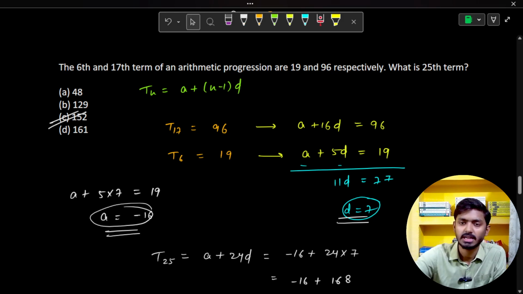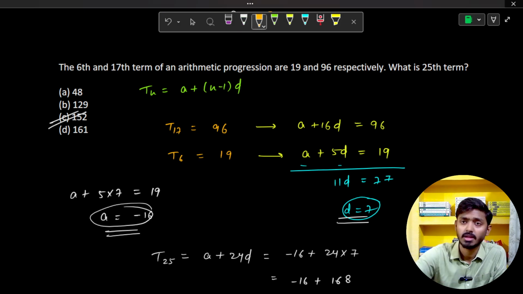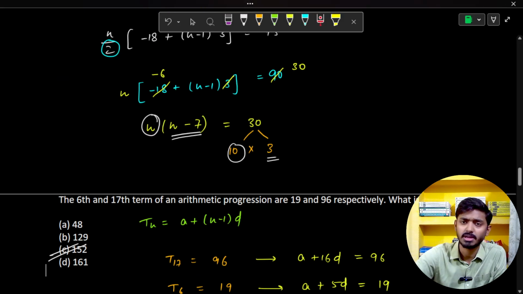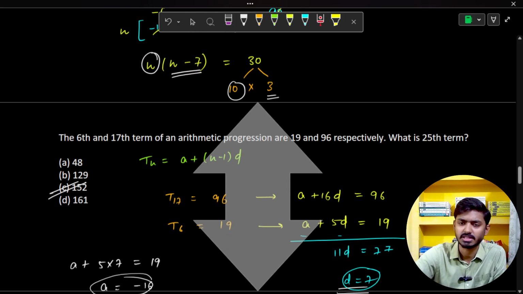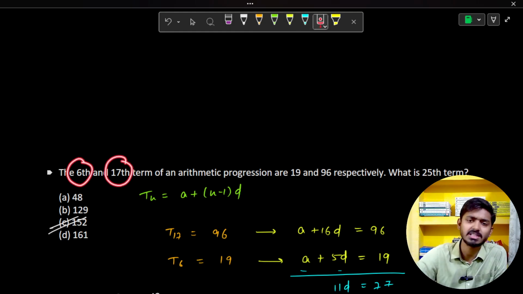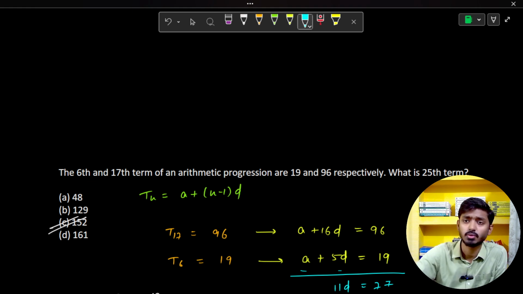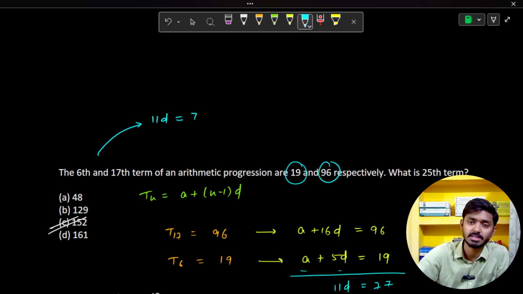Simple was that. Now, you can solve it using another method, although it is very similar, but a little bit fast, I'd say. What you do is you assume that T17 minus T6 would give us 11D, right? 17 minus 6 is 11. So it would anyway give us 11D. 11D equals 96 minus 9, which gives us 77. So D becomes 7 over here.